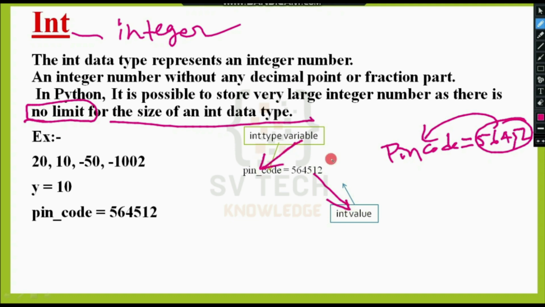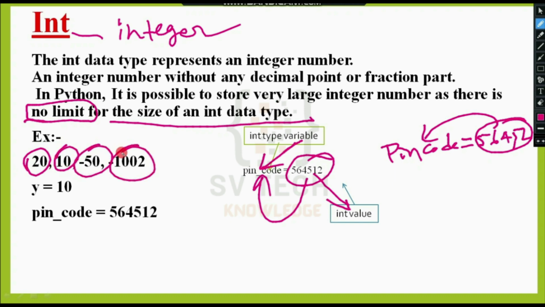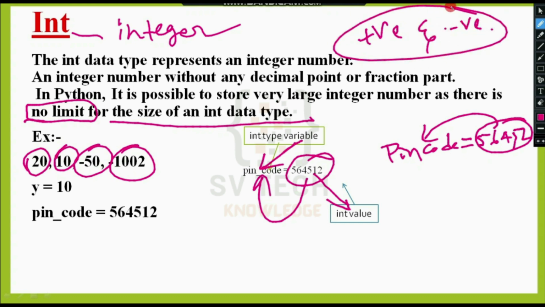Why? Because I am assigning an integer value, so it is an integer type variable. That's it. For example, 20, or 10 minus. I have said already, all positive and negative values are integers without decimal point and no limit. These three points you have to remember. What is an integer number? All the numbers, positive and negative, without decimal point, and no size limit.